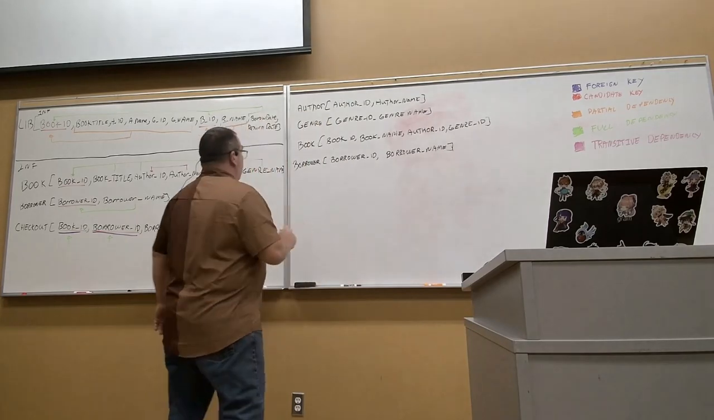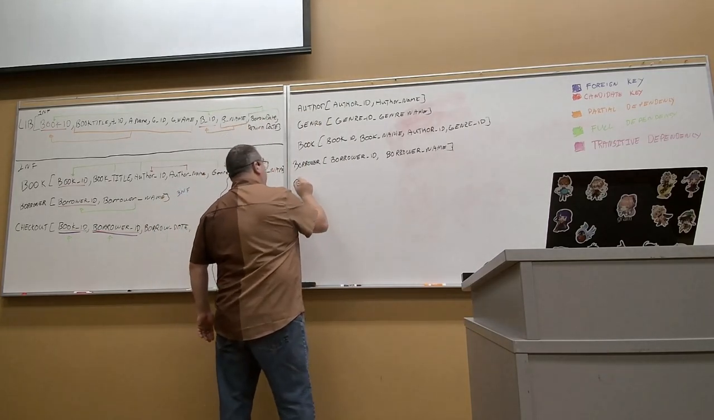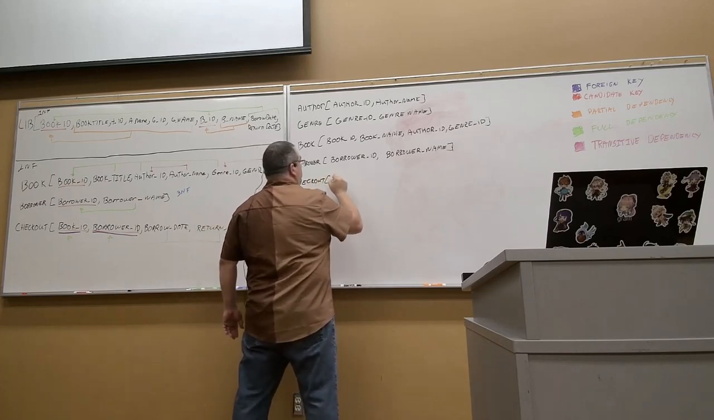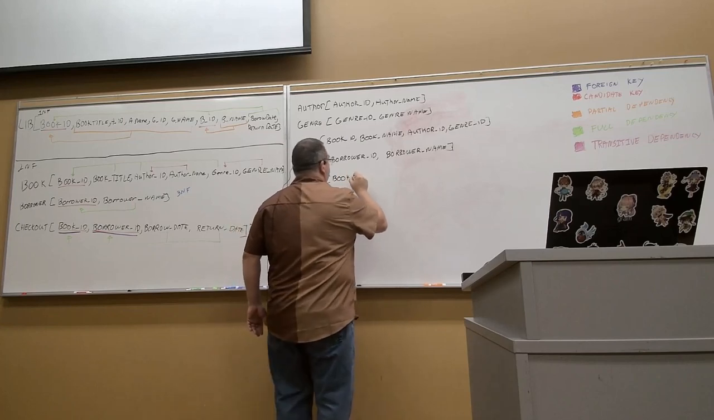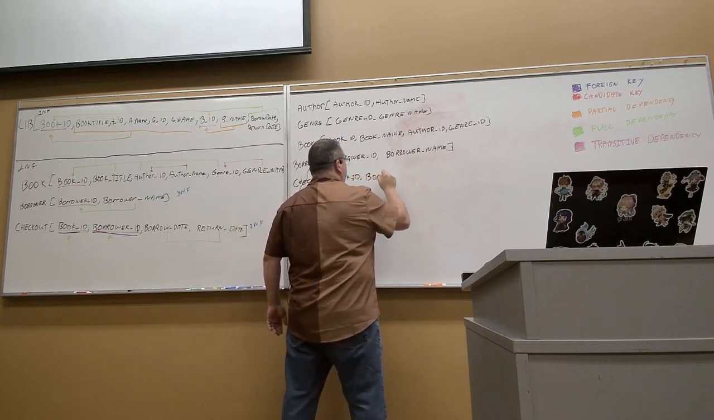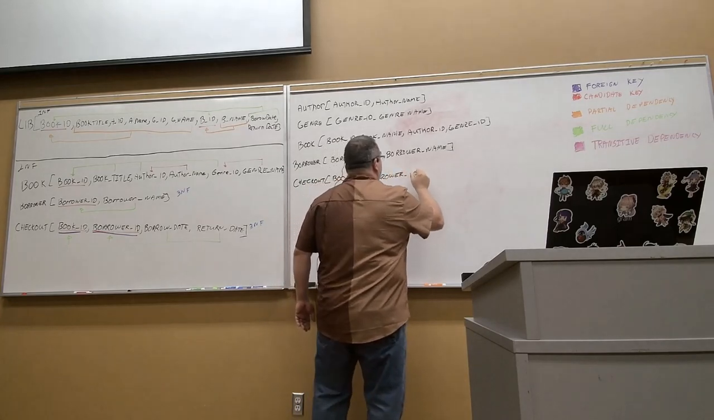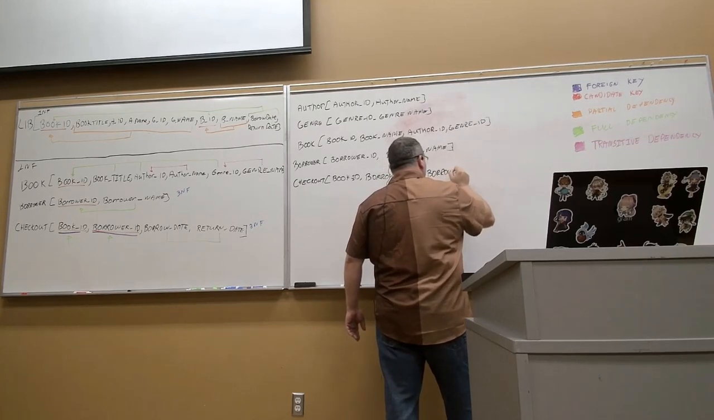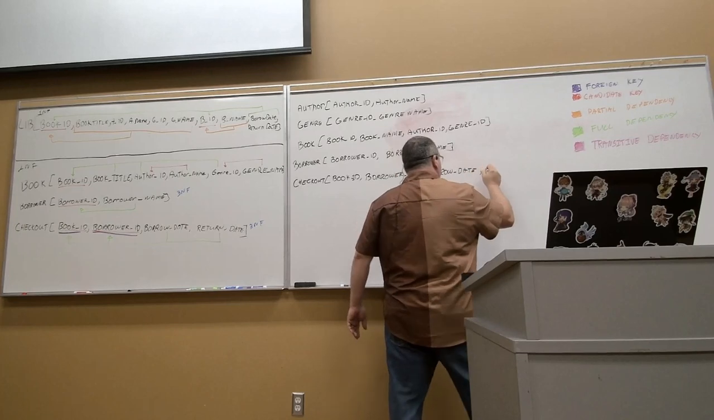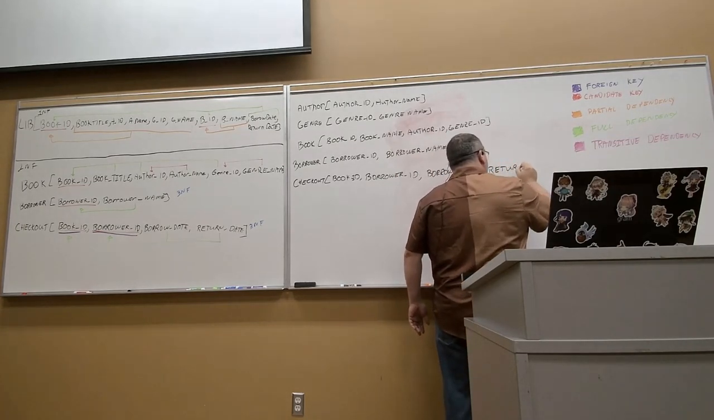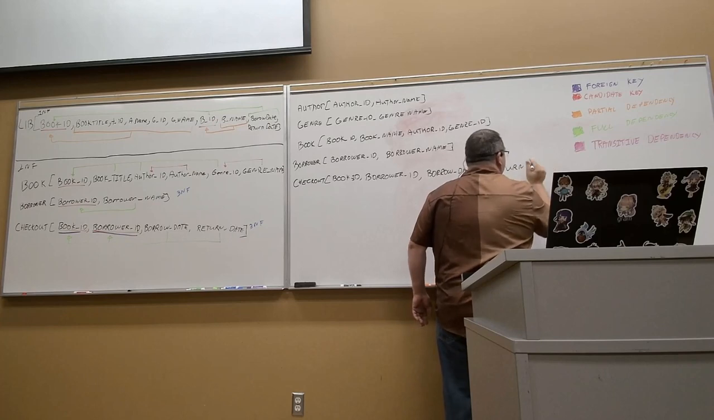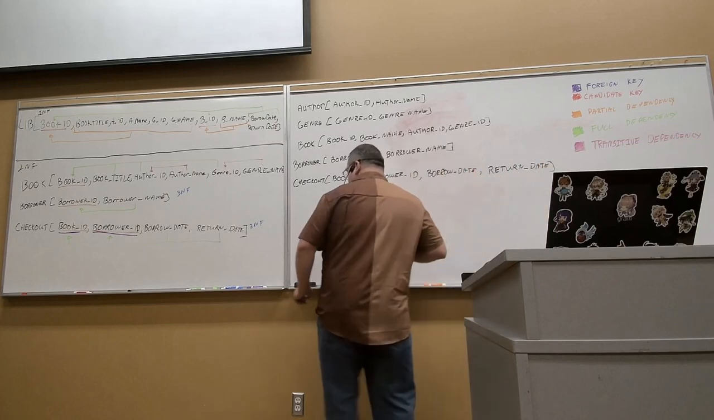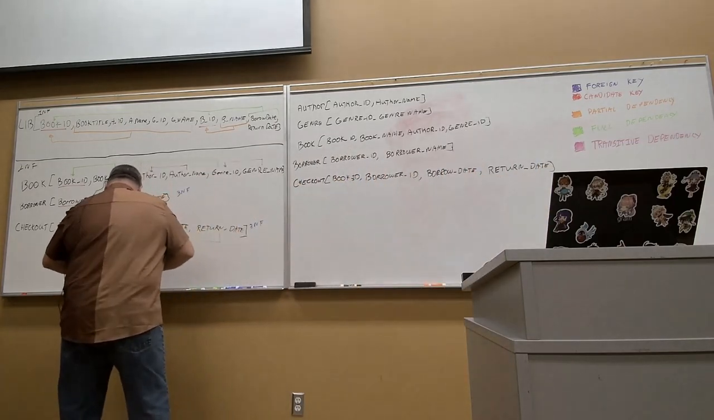And the last one we had was checkout. So we have the book ID, borrower ID, borrow date, return date, like this. All right. And we have primary key.